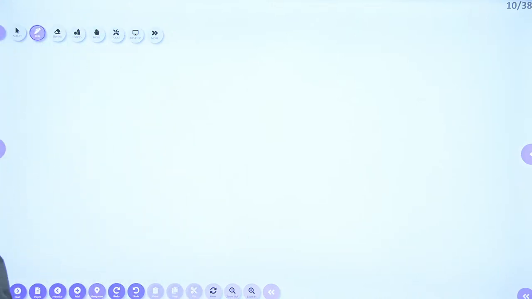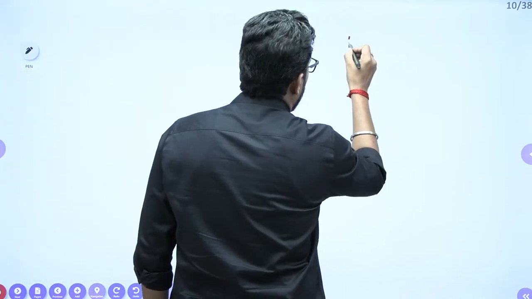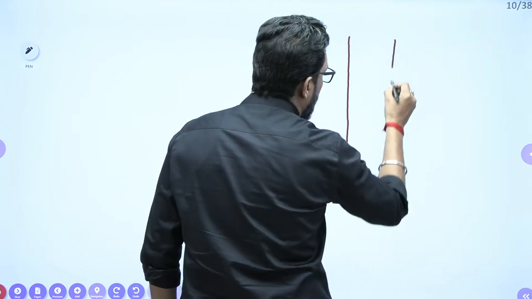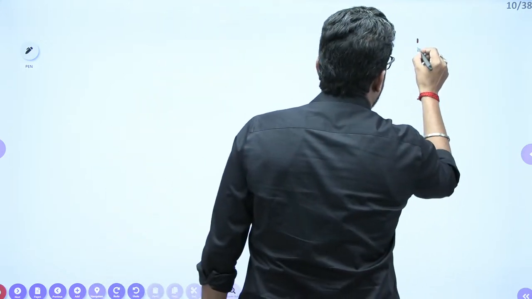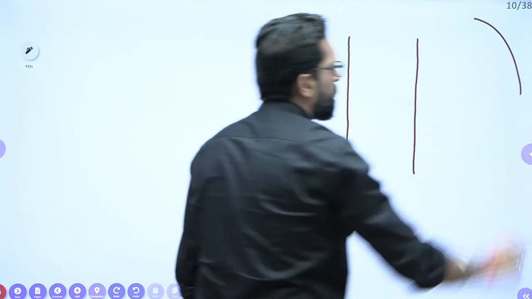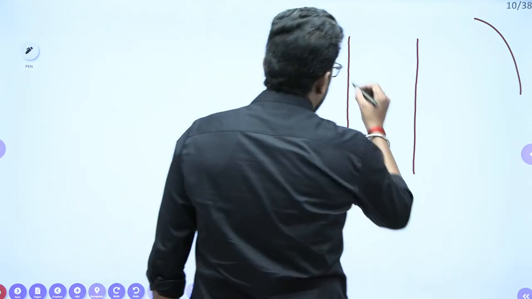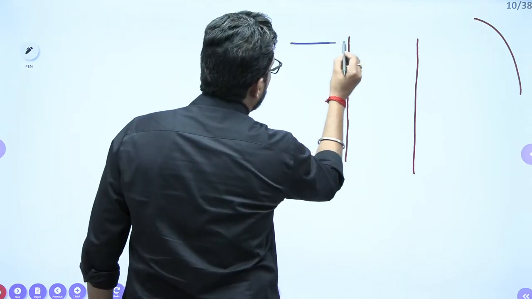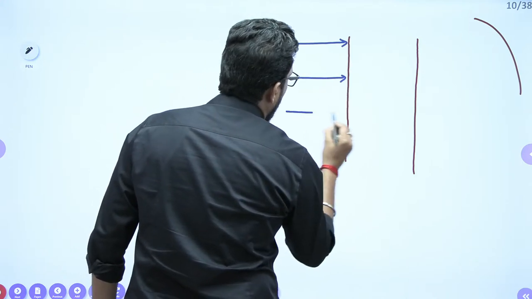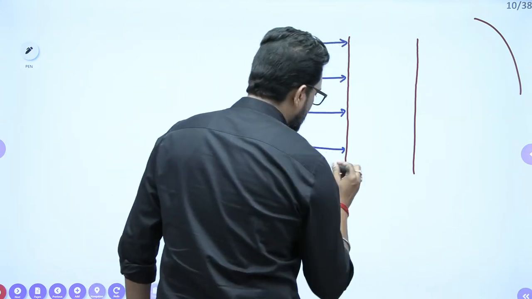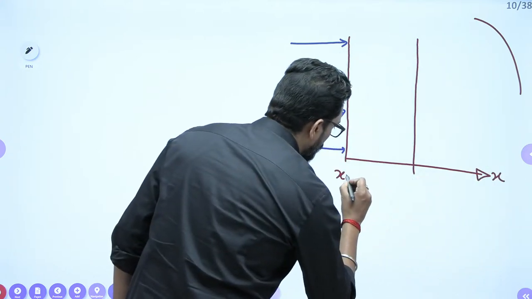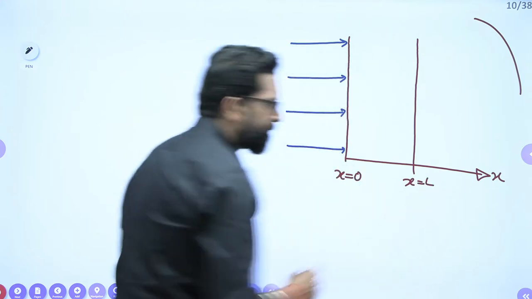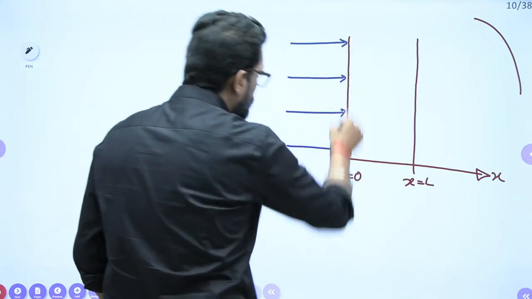See, this is your problem. There is a base plate, see very carefully. This is your base plate and this is your surrounding. Now, this plate has uniform heat flux on the left face, and we take the direction of this plate as the x direction. This is x equal to 0 and this is x equal to L, right? At this face, x equal to 0.